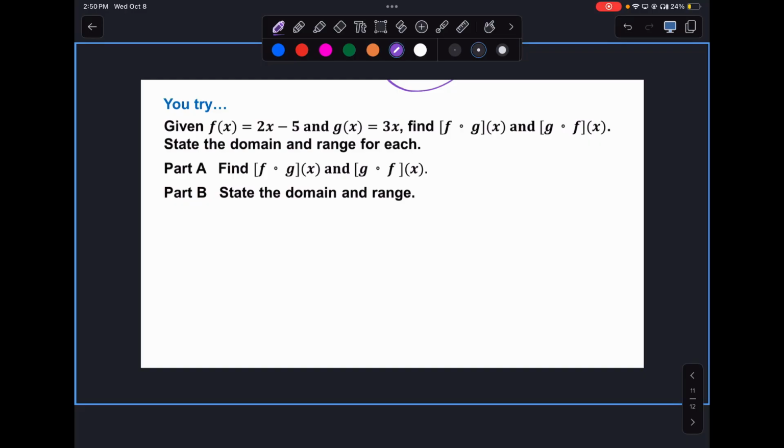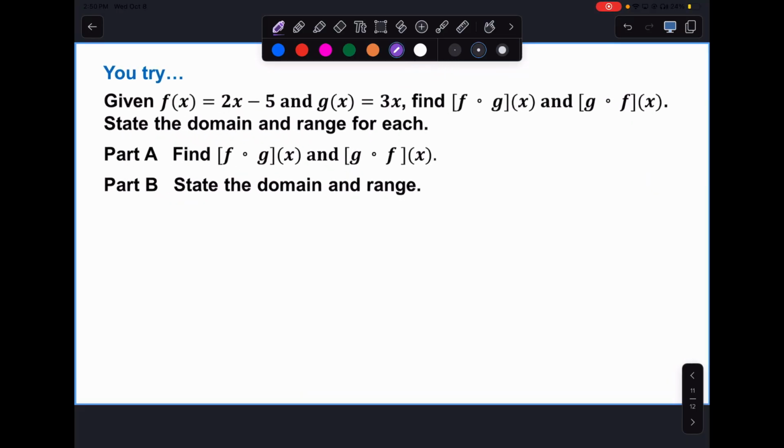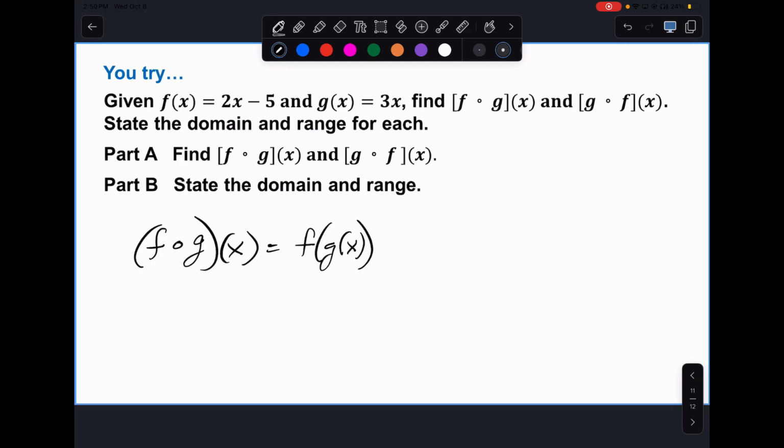Okay. So now this is what you're going to do in your notes. It looks a little bit different on yours. On yours it's spread out. You have one on the left and one on the right. The brackets do not matter. It's still the same thing. So we have f compose g of x, which is actually f of g of x, right? And then you have g compose f of x, which is g of f of x.